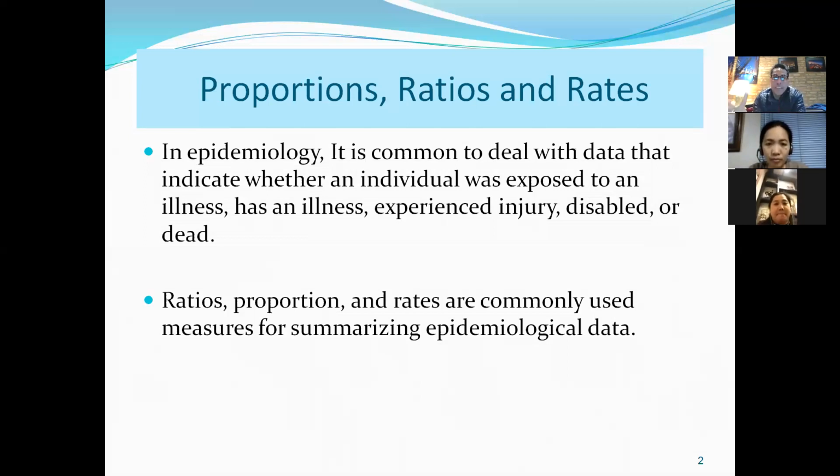And it's always about exposure and non-exposure, and then the outcomes. So that's what epidemiological investigation is all about. And then we describe those epidemiological data with the use of ratios, proportions, and rates in order to really present the data to the public in an understandable manner.